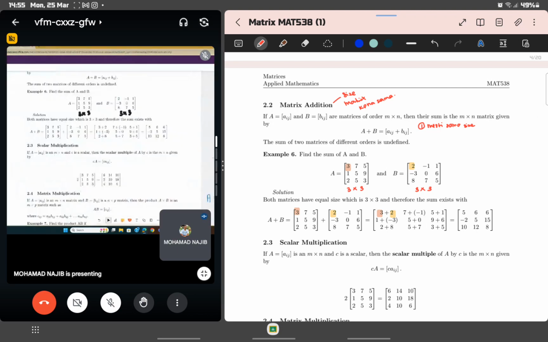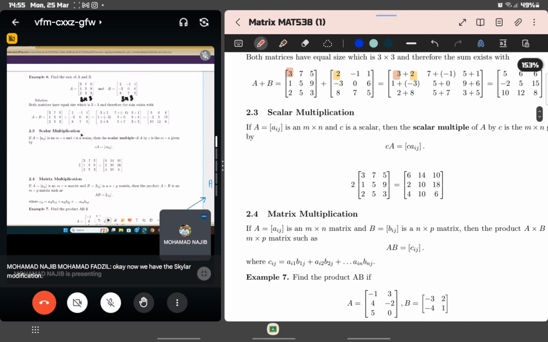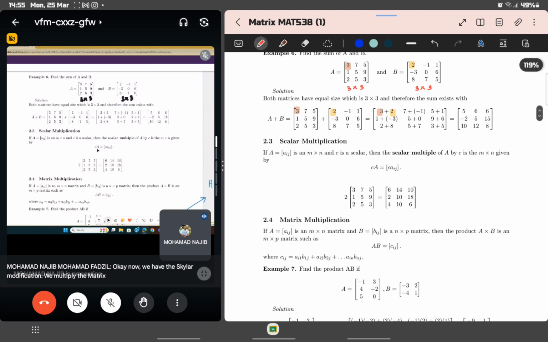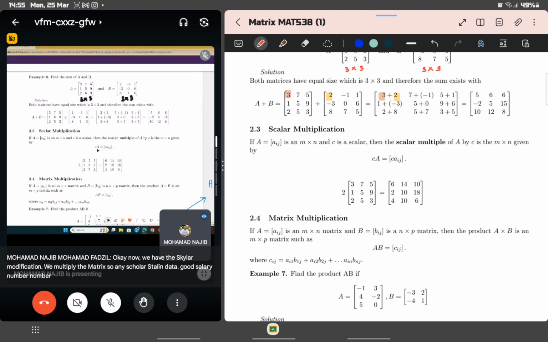Mana pergi dah? Sini. Okay, now we have the skala multiplication. Skala multiplication ni bermaksud we multiply the matrix to any skala. Skala ni dia tak sebut skala ni number. Number, negative number, positive number or zero. Okay, kita sebut refer to the skala lah dekat tu, skala multiplication.